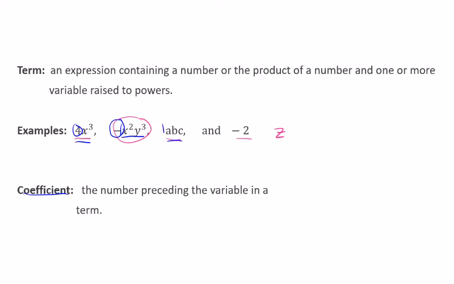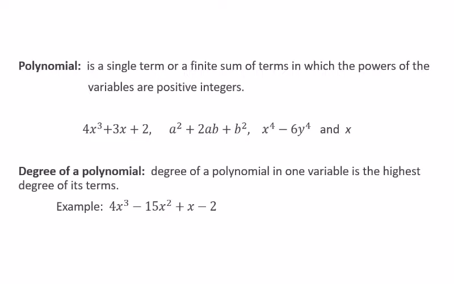Okay. So some of these words you may have heard before, I think I've probably used some of these in class. All right, so polynomial. A polynomial is a single term or a sum of terms in which the powers of the variables are positive integers, right? So like here we have x cubed, x to the first, and so forth. So you won't see any negative powers in a polynomial.